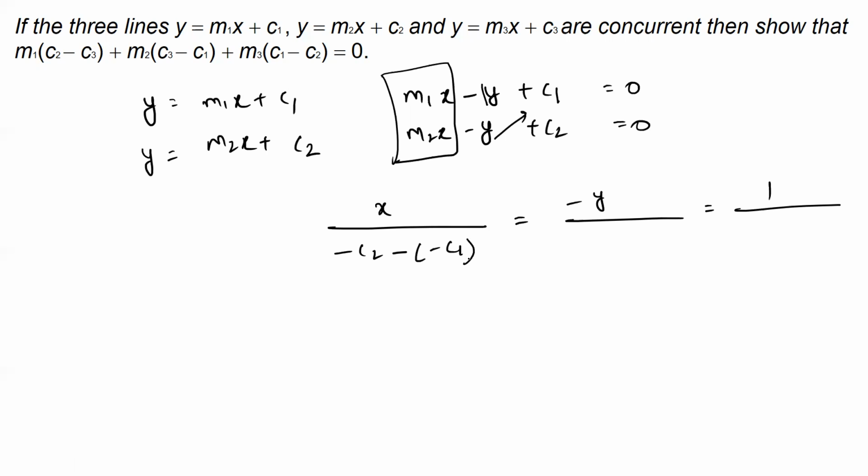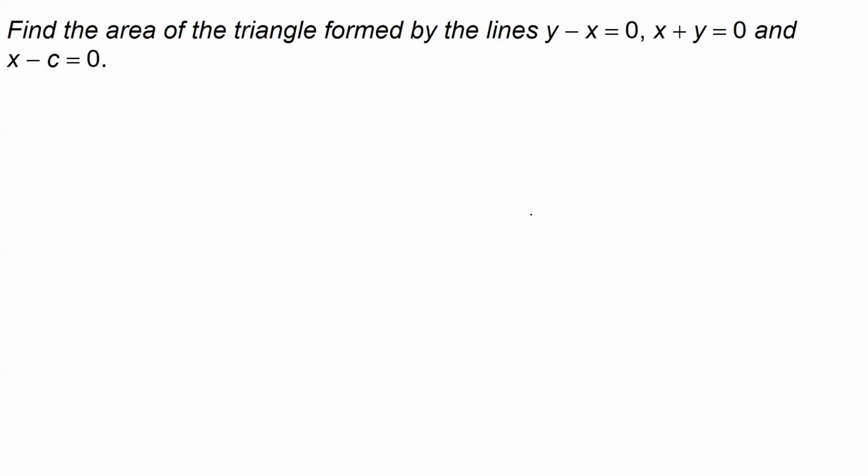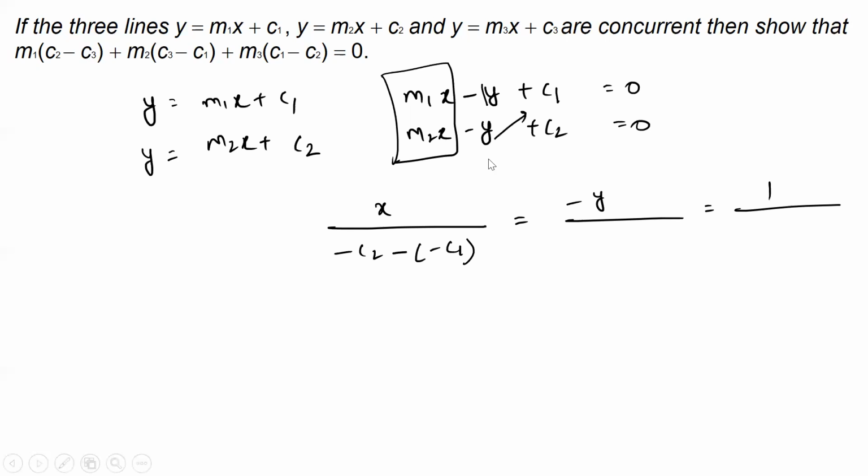So -c1. For finding what goes here, you forget about this thing. All right, so m1 times c2 minus m2 times c1. All right, and for finding what goes here, you have to forget about this thing.